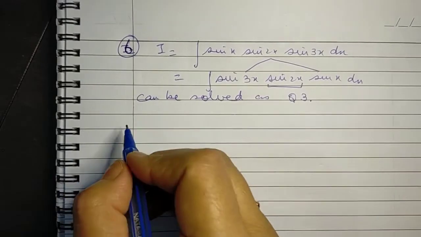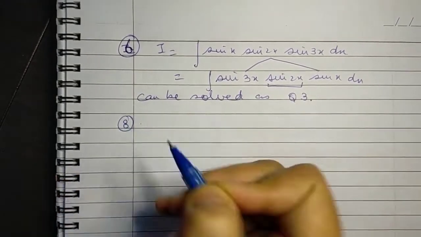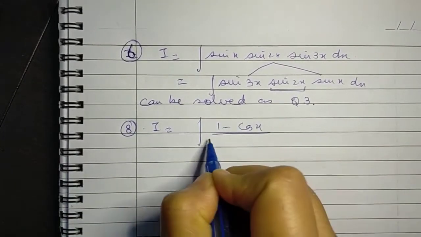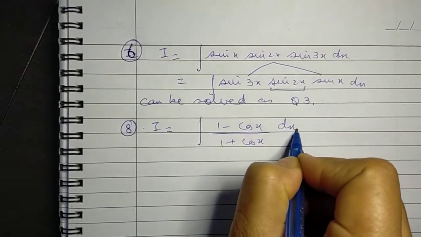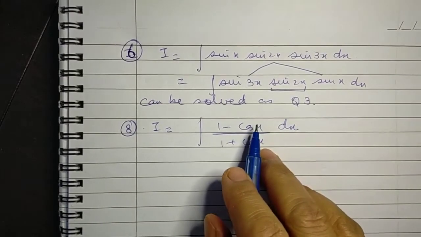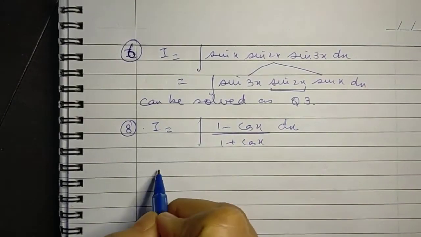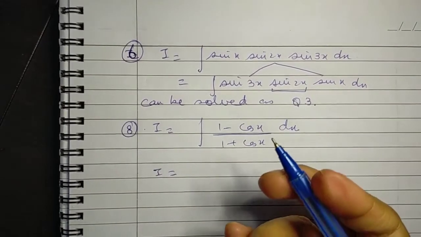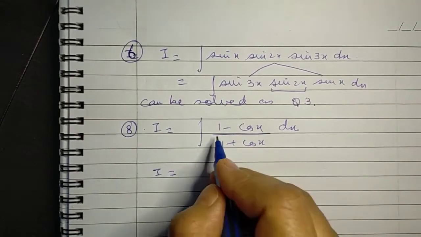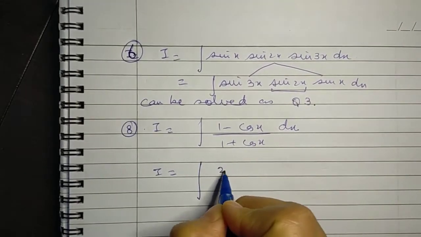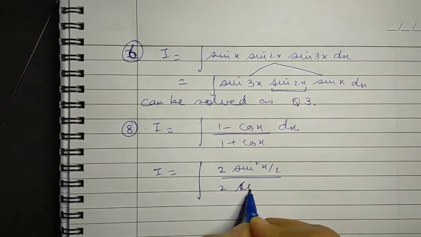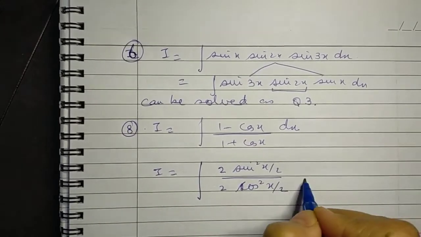Question number 8, if we see, okay, now in question number 8, what we have is 1 minus cos x over 1 plus cos x into dx. Now here again, there is more than one way of doing it. As there are so many trigonometric identities, so is the number of ways of doing a particular question. Now 1 minus cos x can be replaced with 2 sine squared x by 2, and here it can be replaced with 2 cos squared x by 2 dx.